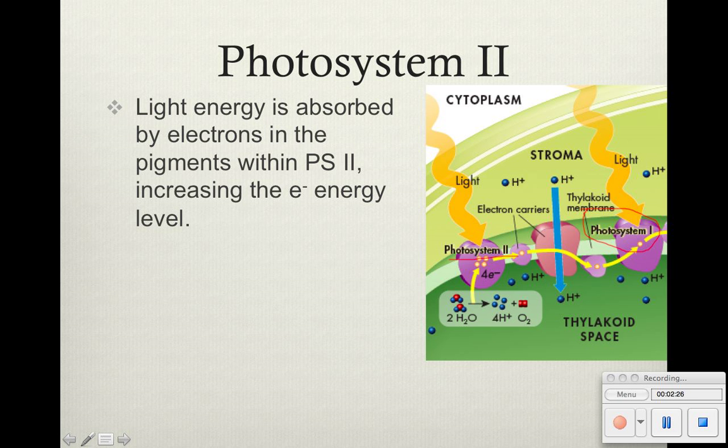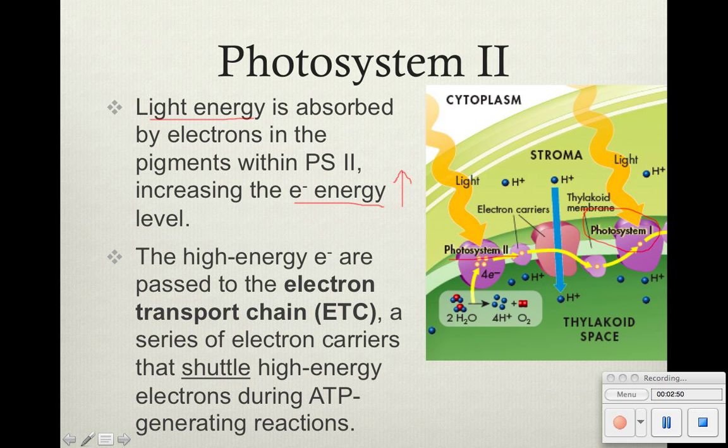Okay, so light energy is going to get absorbed by electrons in pigments within the photosystem 2. We shorthand photosystem 2 with a PS. And when that occurs, we get an increase in the electron energy level. Okay? So light energy comes in and excites the electrons. The electron state goes up in energy. Okay? There's excitement.